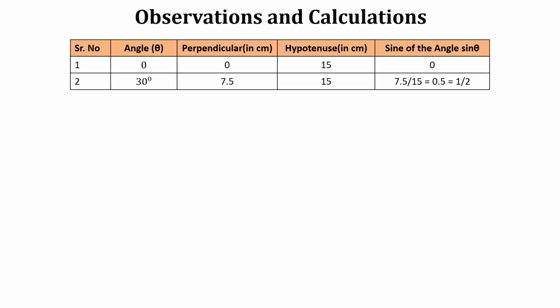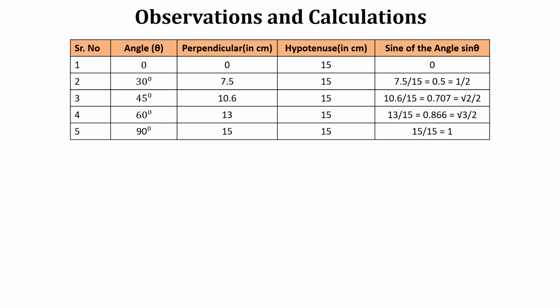Observations and calculations. In this activity, we were working with theta equal to 30 degrees, which gives us perpendicular equal to 7.5 centimeters, hypotenuse equal to 15 centimeters. So, sine of angle, that is sine theta, is equal to 7.5 divided by 15 is equal to 0.5, which can also be written as 1 by 2. Similarly, results for 45 degrees, 60 degrees, and 90 degrees are as follows.